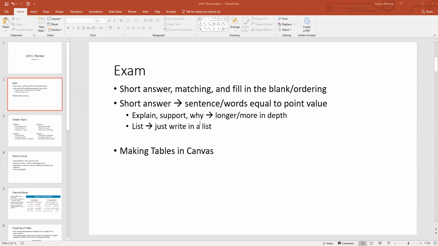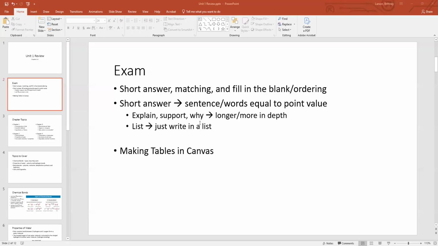The system will automatically grade matching and fill in the blank questions. But if you misspell something, I always go through and check that. And I also check the matching to see if everyone is missing a particular question, then I would make some adjustments to the point values on that question.